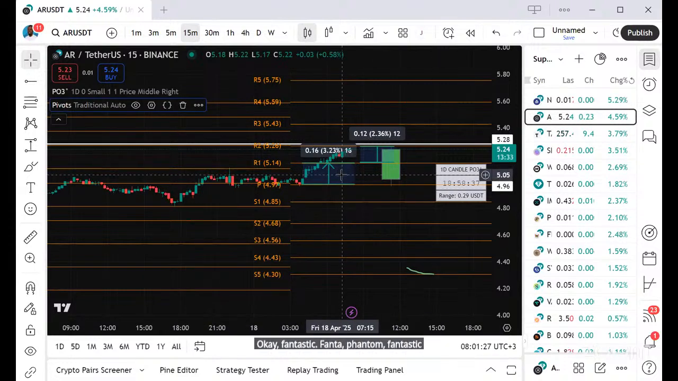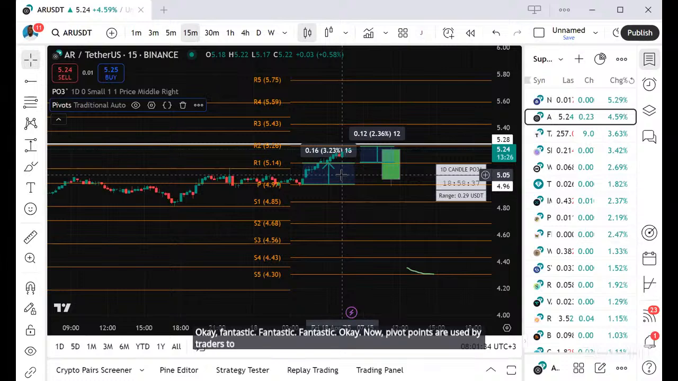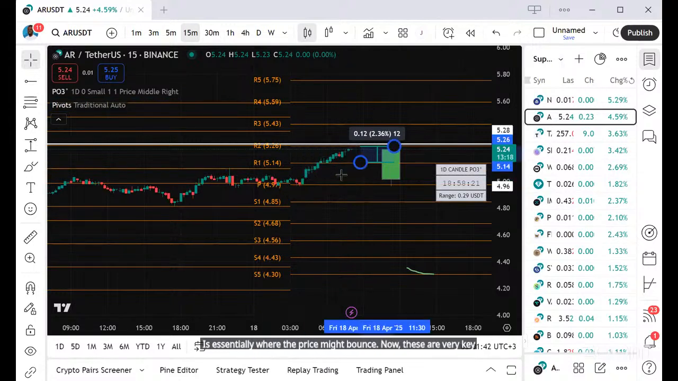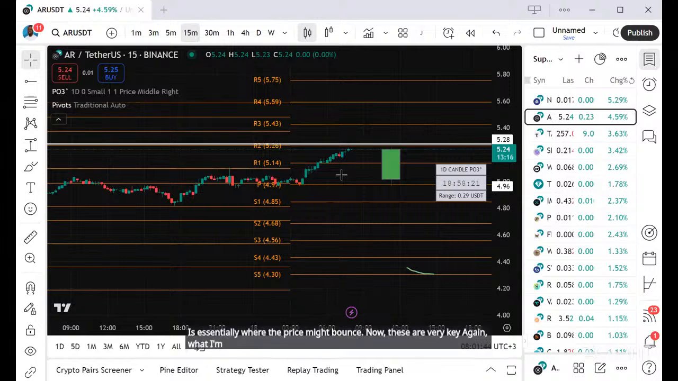Now, pivot points are used by traders to predict potential turn points in the market. It's essentially where the price might bounce. What I'm discussing is very key. Where the price might bounce, the price might reverse or break through key levels.